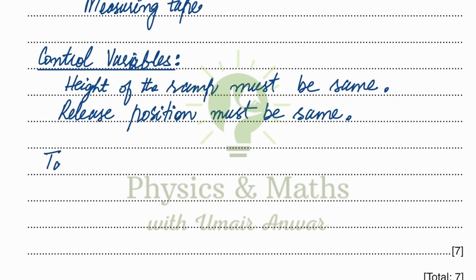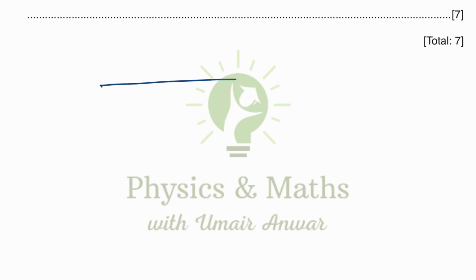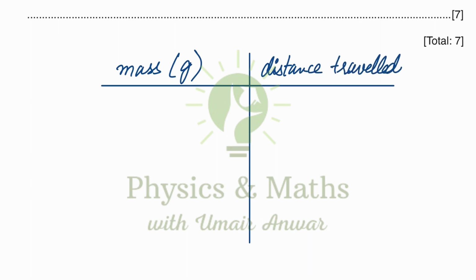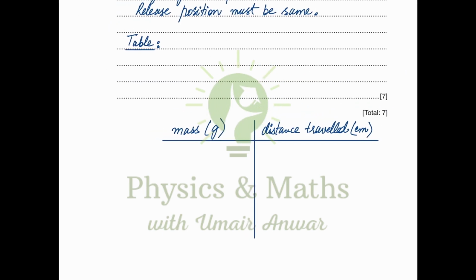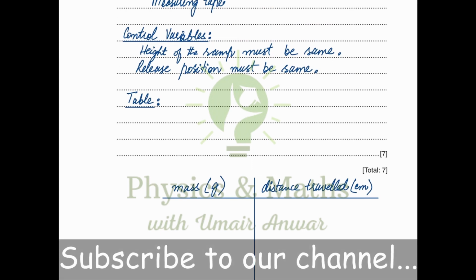And lastly, I'm writing how the values would be recorded in the table. So in the table, we need to record two things. The first one is the mass that is placed on the toy truck, and the second thing that we would be noting is the distance traveled in centimeters. So this is what we need to do, and this is how we can find out whether changing the mass on the toy truck changes its distance or not.